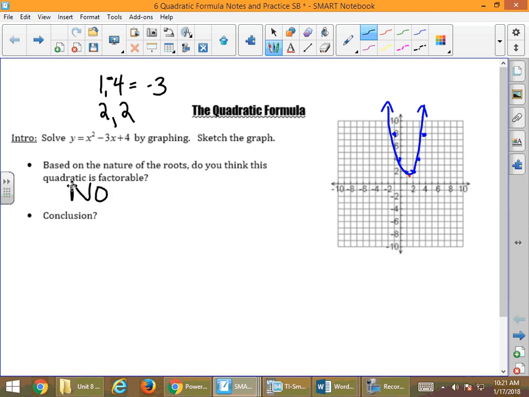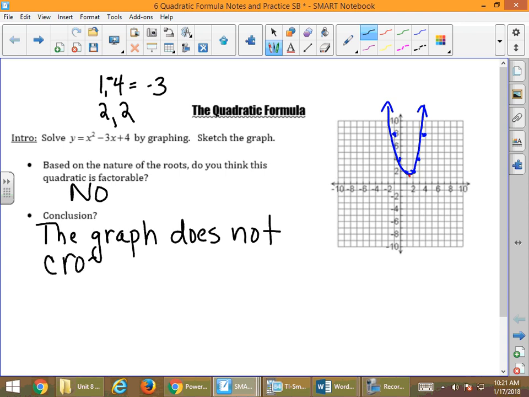And as we take a look at the picture, it kind of makes sense, because what we're doing when we're solving by graphing is we're figuring out where does the graph cross the x-axis. And what happens in this picture is that the graph doesn't cross the x-axis. So let's write that down. The graph, the obvious, does not cross or touch the x-axis.